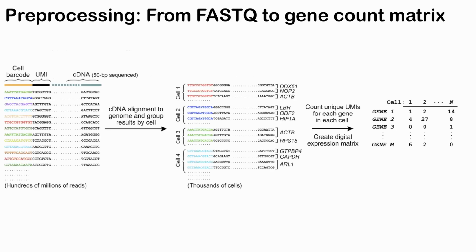So after you get your data back from the sequencer, it's at least a FASTQ file that you need to align. And the alignment means 2 things.